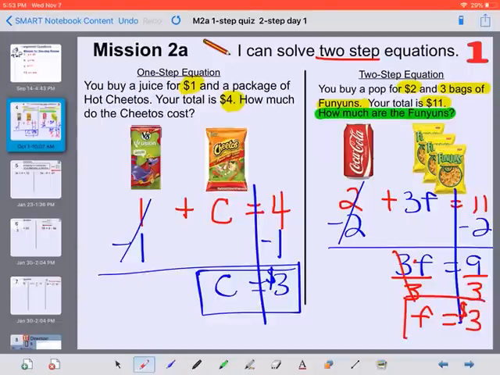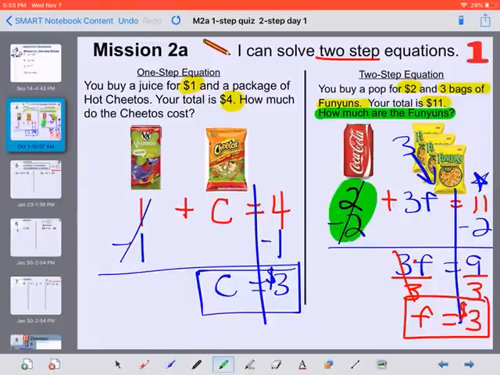$3. If you're not sure, you could plug it back in here. Plug in a 3. 3 times 3 is 9. 9 plus this 2 over here, yes, does give us 11. So what we just did here, by getting rid of our adding and subtracting first, actually helped us to figure out what our variable was. So we work away from our letter, get rid of our adding and subtracting first.